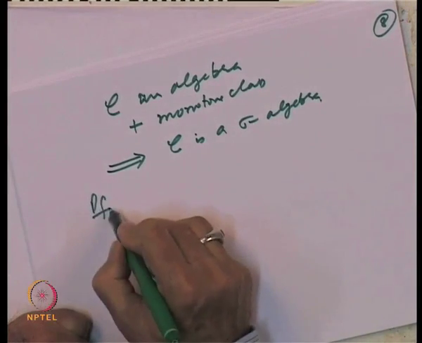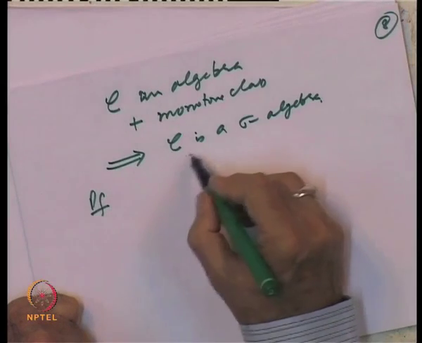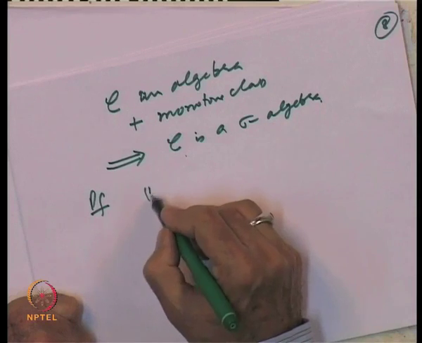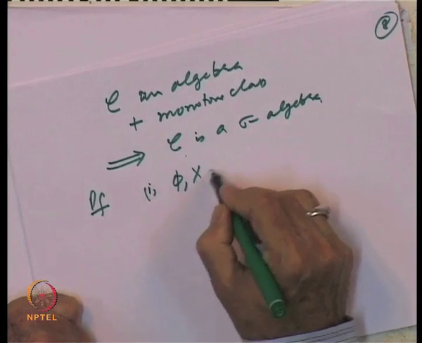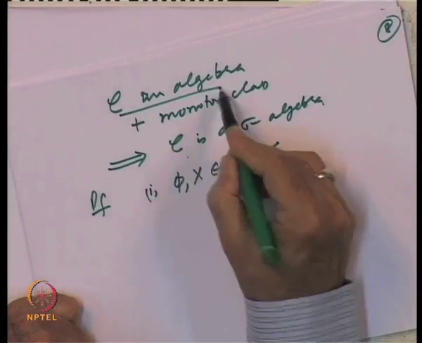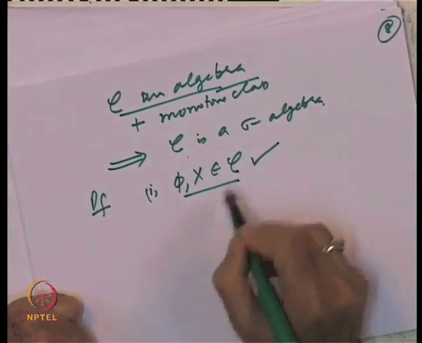So, proof: what do we have to prove? To prove C is a sigma algebra, we have to prove first that the empty set and the whole space belong to C. That is true because C is an algebra. So, this property is true.